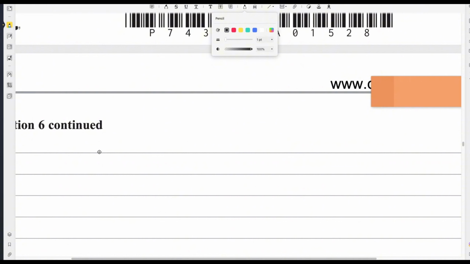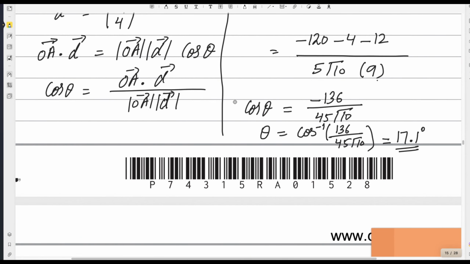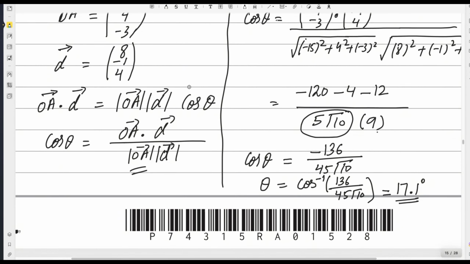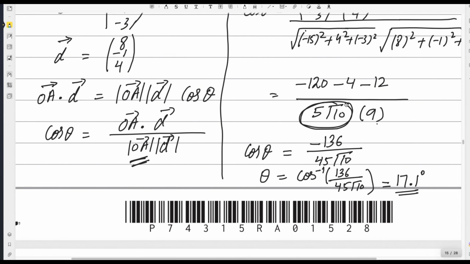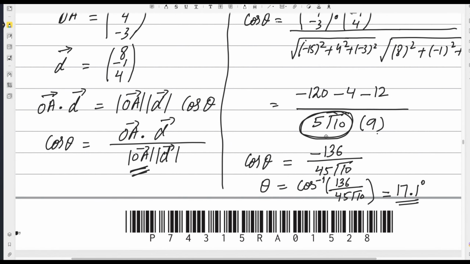Area of triangle is given as A equals 1 over 2 multiplied by magnitude of vector OA multiplied by magnitude of vector OB and multiplied by sine theta. Plug in the values. We have to find the magnitude of OA. We already found that, that is 5 square root 10 here, right? Magnitude of OB is given in the question, that is 4 square root 10, and magnitude of OA could be found from here, right? This value is the magnitude of vector OA, because you are solving the magnitude here. So it will be 5 square root 10.